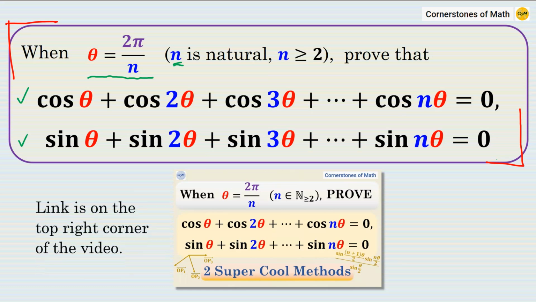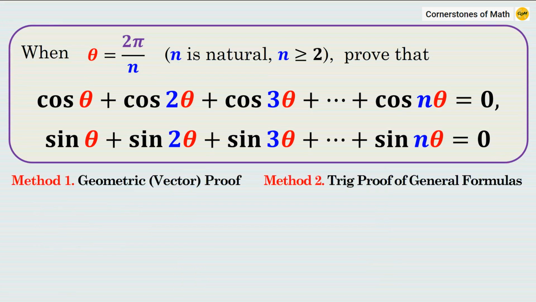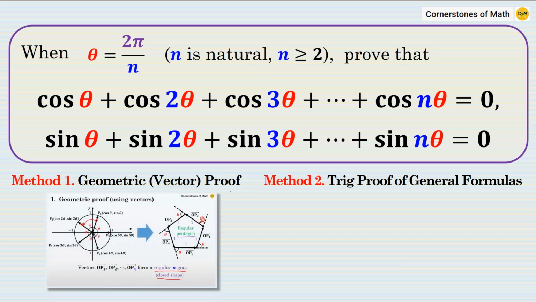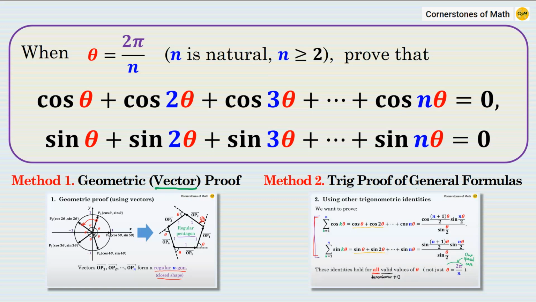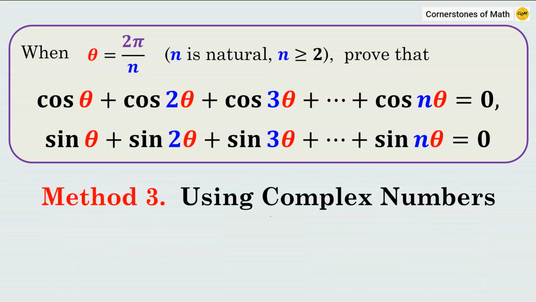You can check the link to this video on the top right corner of this video. In that video, I have provided two different methods to prove the given identities. The first one was the geometric proof using vectors, and in the second method, I have provided more general version of the given identities using a whole bunch of trigonometric identities. But here, I want to show you the third method, the complex number method.